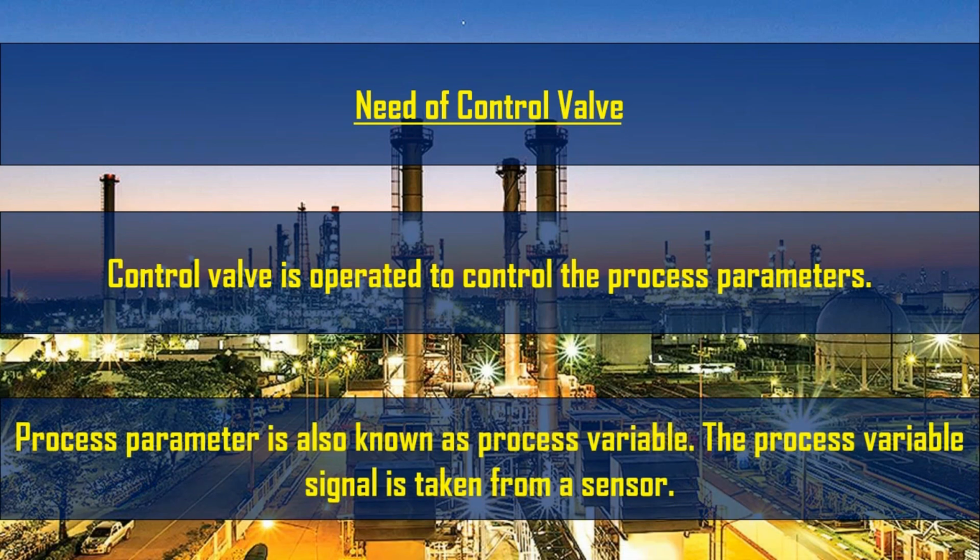Process parameter is also known as process variable. The process variable signal is taken from a sensor. Process variable signal is the present value of any parameter that is controlled by a control valve. It may be pressure, temperature, flow, level, etc. So the control valve is used to maintain the process variable parameter at the set point.